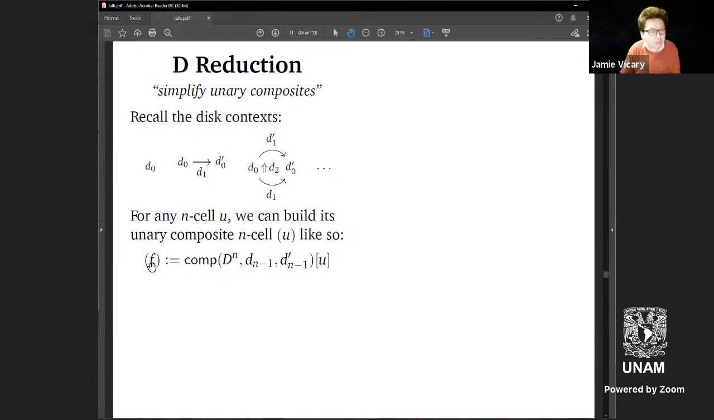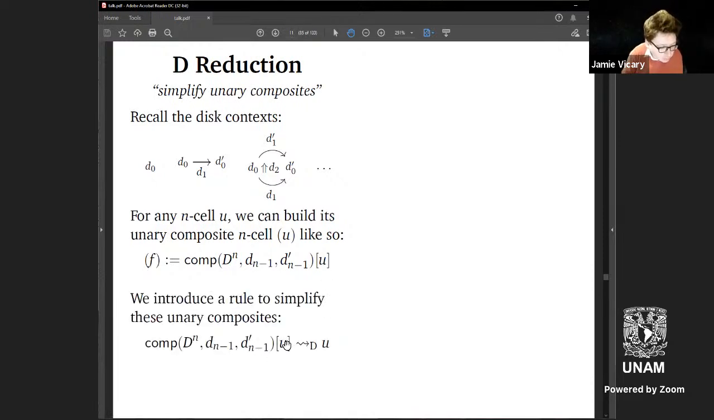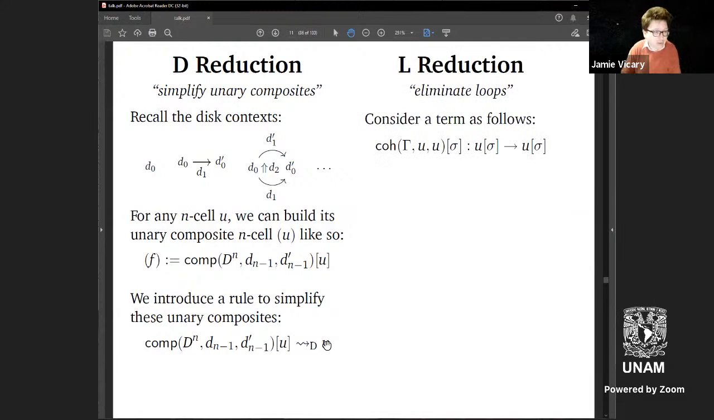In a strictly unital world, we don't need to distinguish this from F itself. This is not helpful for us in any way. It's going to have the same type as F, lives in the same Hom set as F. We just don't want to see this. So we introduce a rule that says whenever you have a unary composite of some n-cell U, then just reduce that to U. Simplify that to U.